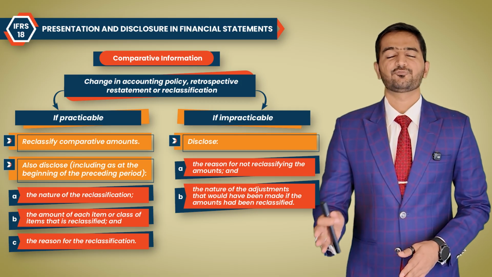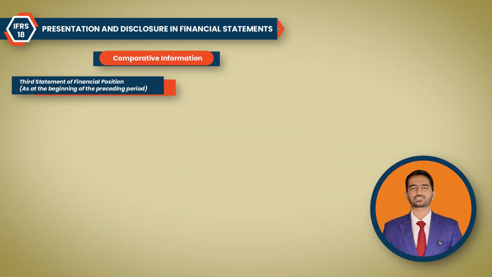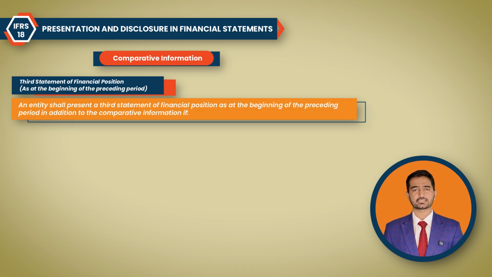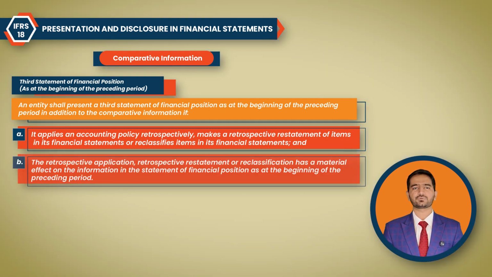Alright, my friends. Finally, here comes the last part of this lecture, the third statement of financial position. IFRS 18 says that sometimes you don't just present two balance sheets, this year and last year. You present three. Yes, a third statement of financial position is required when you apply an accounting policy retrospectively, or you make a retrospective restatement like correcting an error, or you reclassify items and these changes are material or significant enough to have a material effect on the financial statements.